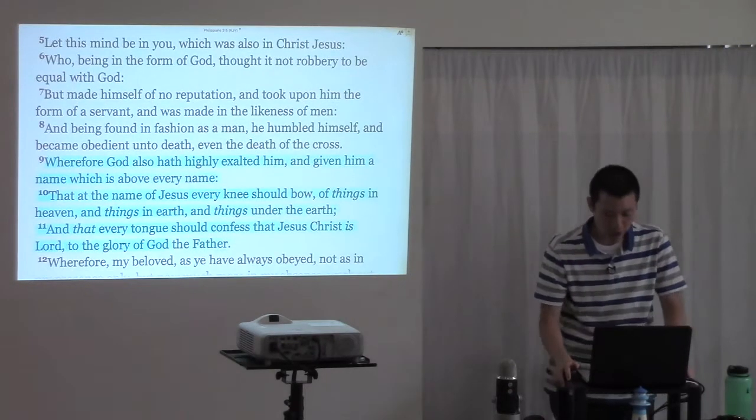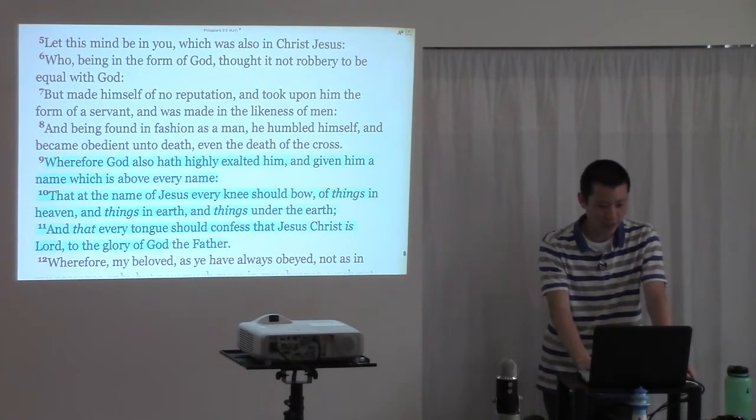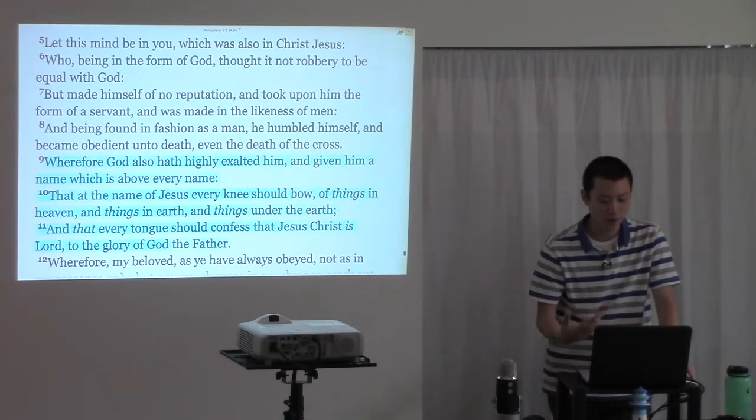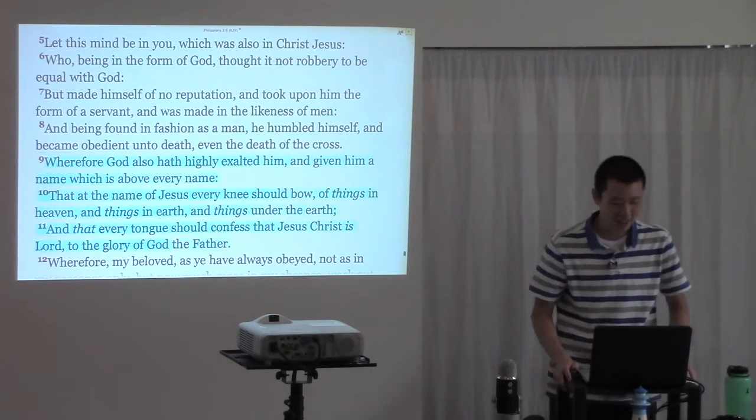And we'll see when it talks about Jesus Christ. It says, "Let this mind be in you, which was also in Christ Jesus, who being in the form of God, thought it not robbery to be equal with God, but made himself of no reputation and took upon him the form of a servant and was made in the likeness of men.